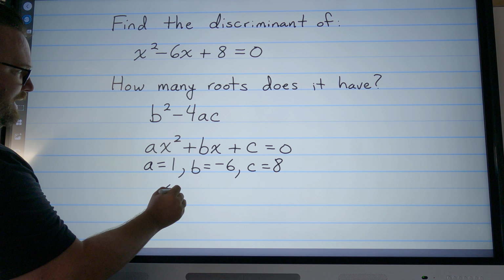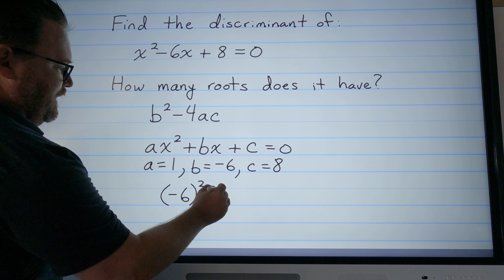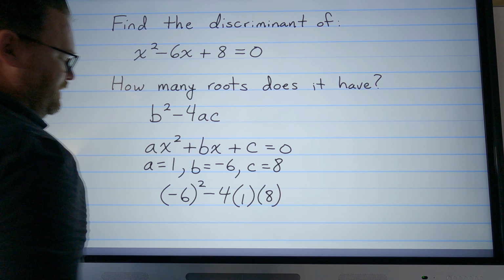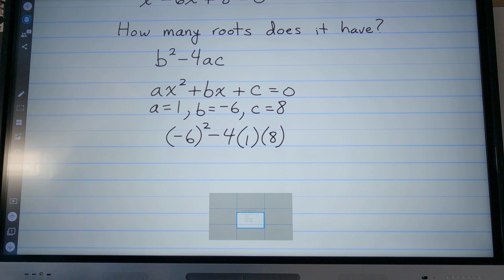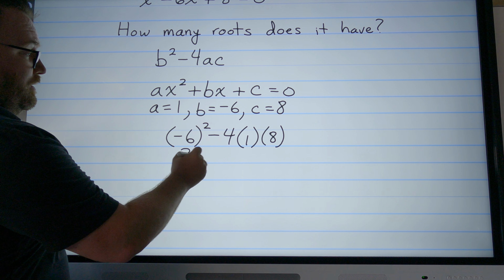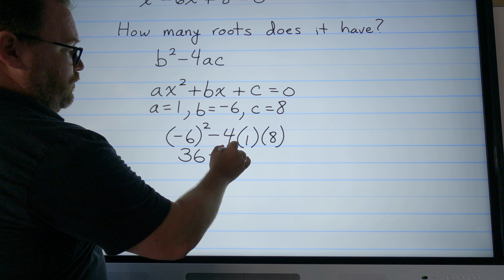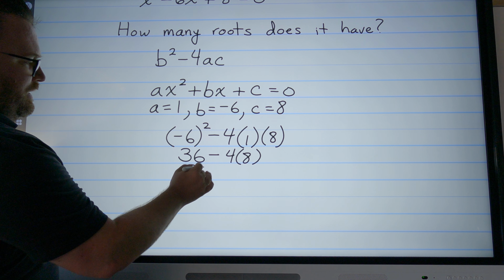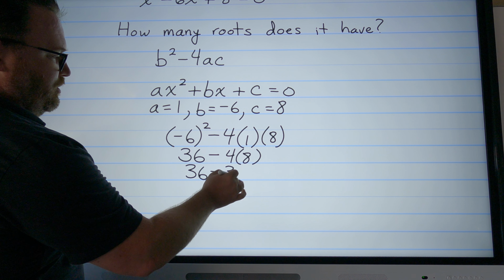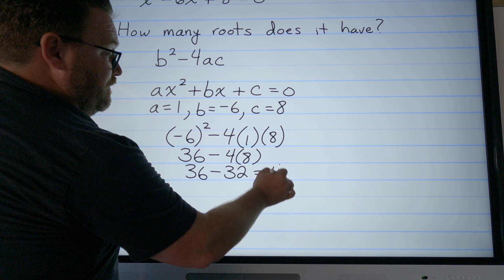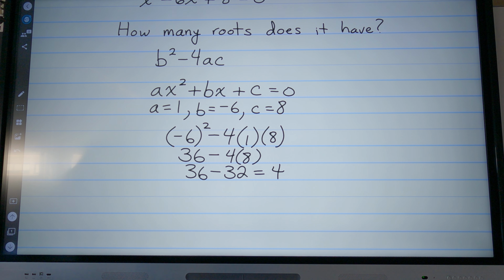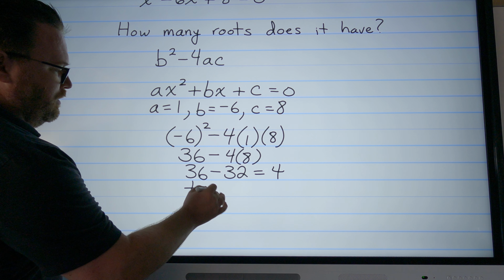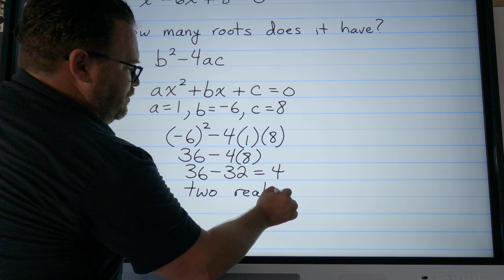So I'm going to do negative 6 squared minus 4 times 1 times 8 and see what that value is. Negative 6 squared is positive 36. 4 times 1 is 4. Okay, we're still multiplying by 8. So we have 36 minus 4 times 8 is 32. So the value of our discriminant is 4. If the discriminant is positive, that means we have 2 real unique roots.